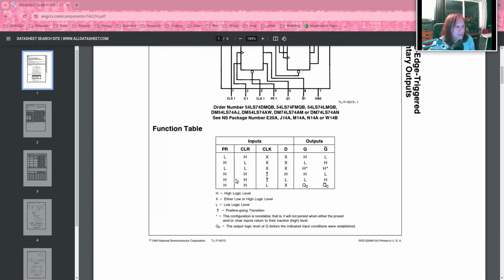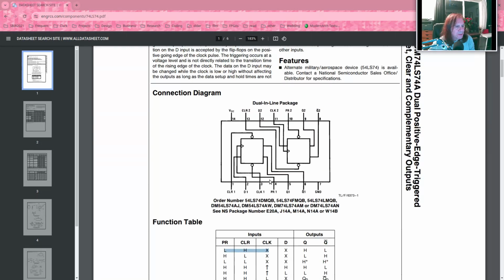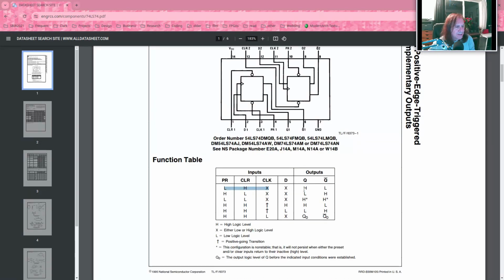So here's the truth table. If the preset line is low and clear is high, it doesn't matter what the clock's doing, it doesn't matter what D does, the output goes high, and the complemented output goes low. So that's where the preset line is kicking in, and it's asynchronous, right? It doesn't matter what the clock's doing. As soon as we pull this preset line low, the device presets, which means the output goes high.